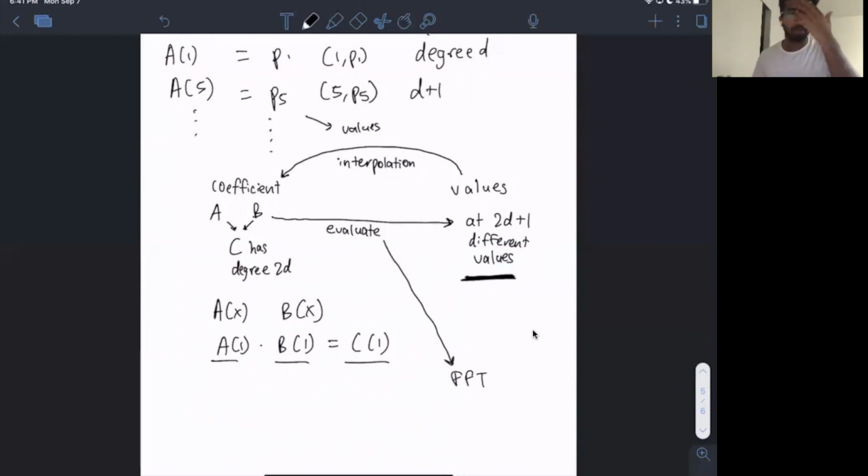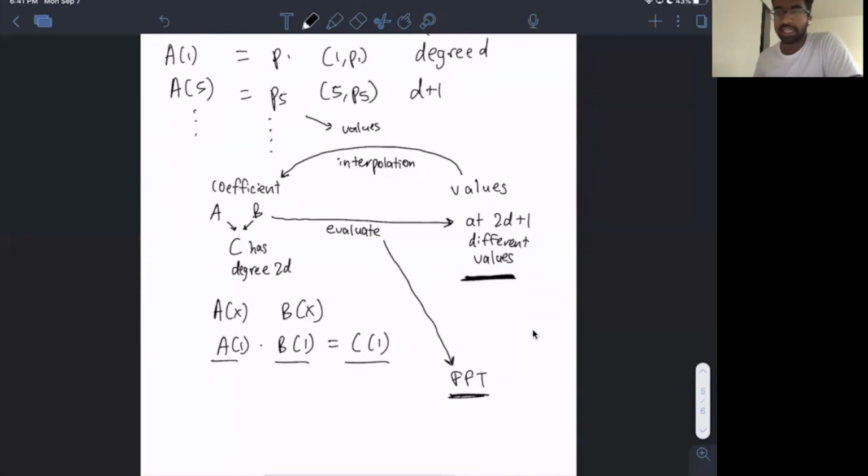Why? Because normally, if we just want to evaluate A and B at a bunch of different points, let's say 2D plus 1 points, that's kind of like the straightforward way of doing it. But it turns out that doesn't really help us come up with a faster algorithm. It keeps the runtime the same, right?